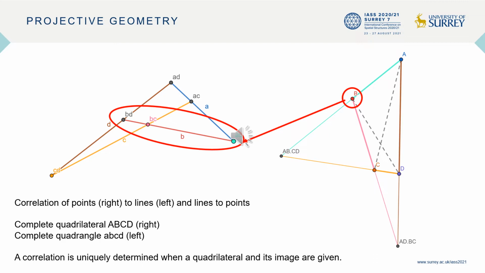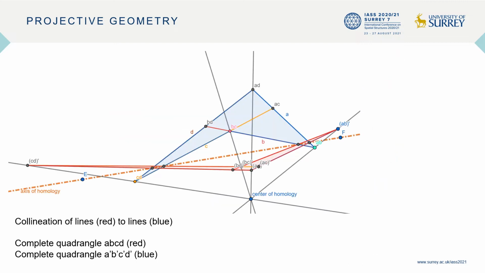A quadrangle and a quadrilateral are connected by a projective transformation called a correlation, which transforms points A, B, C, D to lines a, b, c, d. A projective collineation transforms one quadrangle or one quadrilateral to another.